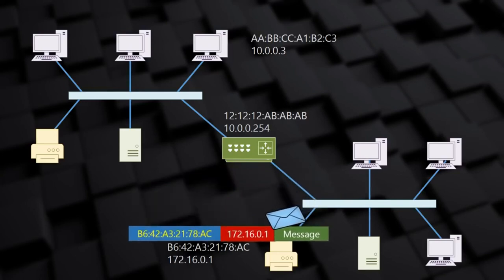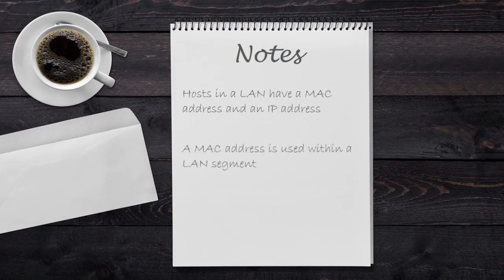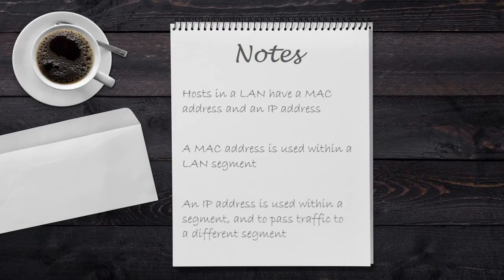This may raise a lot of questions for you, but don't worry, we'll look at how this works in more detail another time. For now, just remember these things. Hosts have a MAC address and an IP address. A MAC address is used only within a LAN segment. An IP address can be used within a LAN segment, but is also used to pass traffic to a different LAN segment.